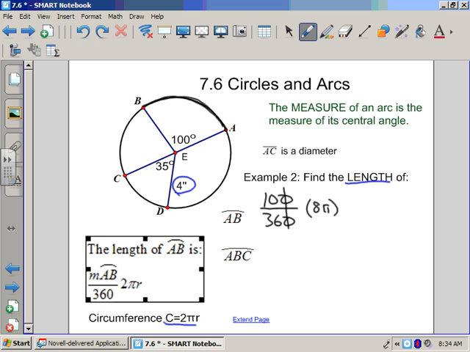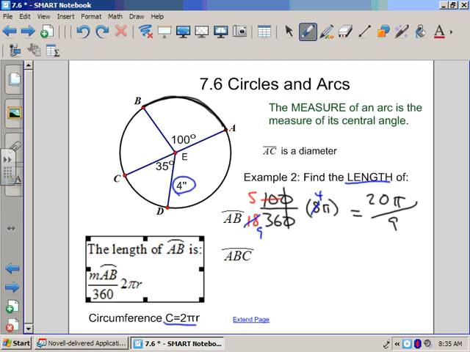10 goes into both of these. Notice that 2 goes into 10 and 36. 2 goes into 10 5 times. 2 goes into 36 18 times. 2 goes into 8 4 times. 2 goes into 18 9 times. And when I get through with this, my answer is going to be 5 times 4 times pi, which is 20 pi, divided by 9. Maybe not the prettiest number, but it is an exact number.